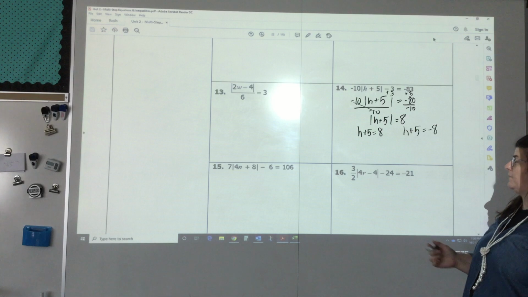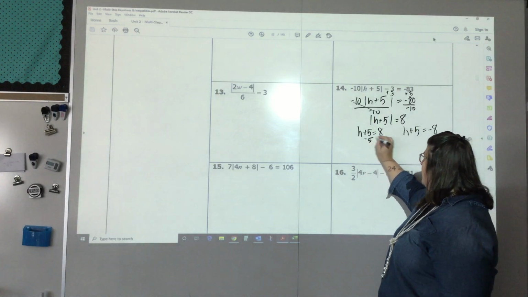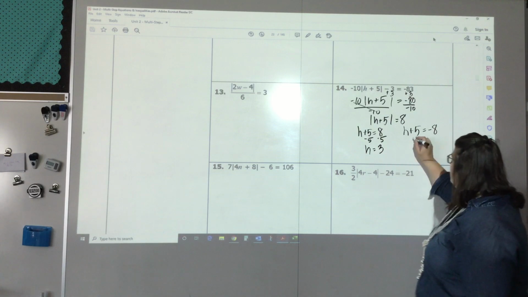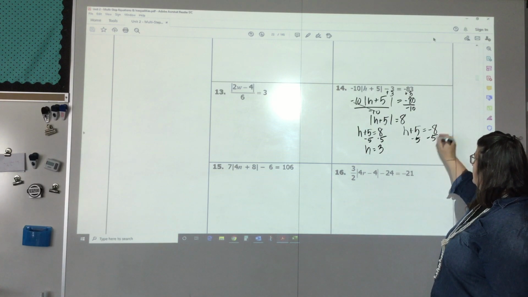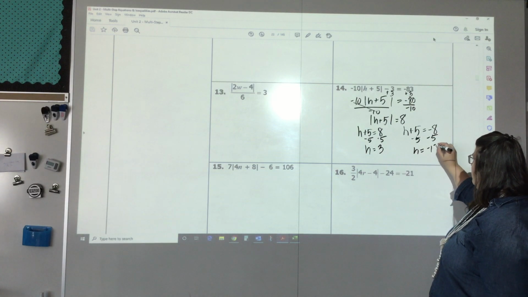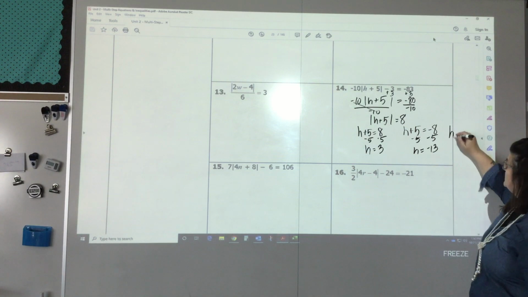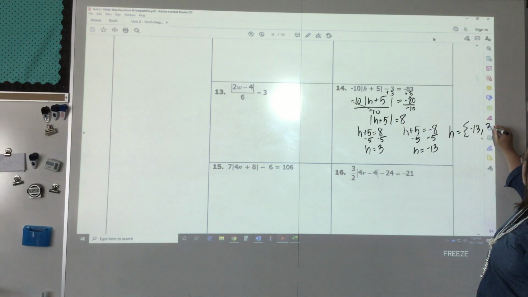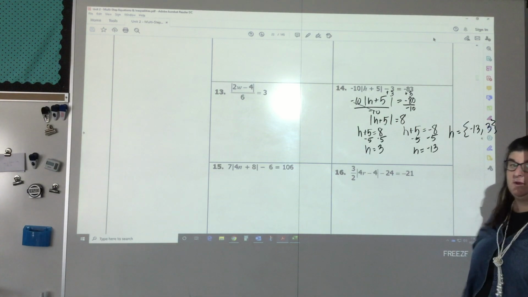And now we're going to solve. Subtract 5 from both sides. H equals 3. So let's subtract 5 from both sides. H equals negative 13. So my solution set is h equals negative 13 and positive 3.